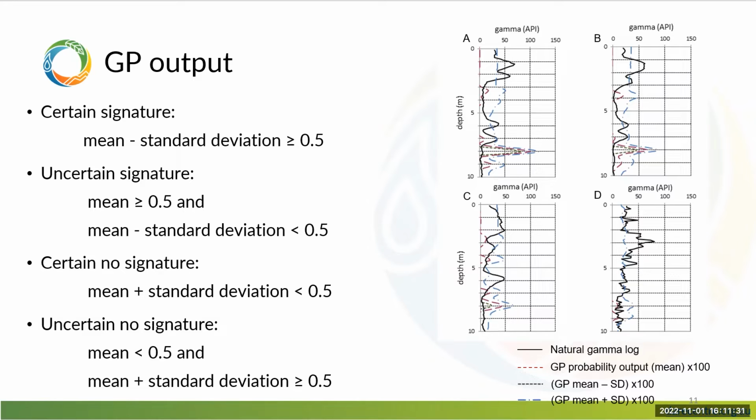So here are examples of the 4 categories on the right. The top left shows a certain signature. The mean is well above the 50% cutoff, and even when including the standard deviation, it is definitely well above that 50%, and that's a certain signature. Top right shows an uncertain signature. While the mean in the red line here does go above that 50%, when you include the standard deviation, it dips below the 50%, and it can't be confidently assigned to one class or the other. Similarly, the bottom ones show an uncertain no signature and a certain no signature.